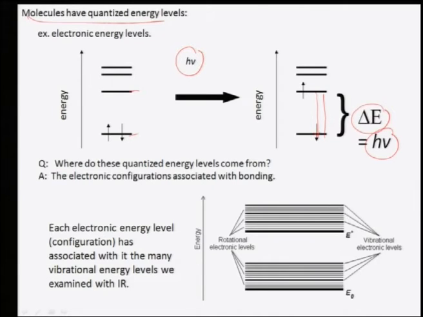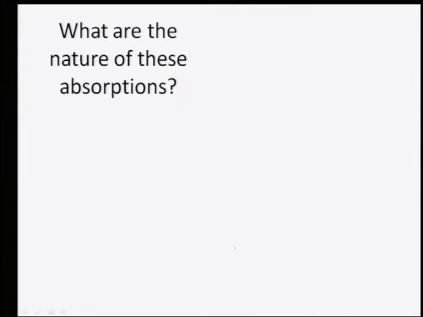Sometimes each electronic level can be thought of as associated with many vibrational energy levels like this. These are vibrational energy levels, and within each you can see there are different vibrational energy bands, okay. They are studied in IR, infrared spectroscopy, which we will discuss after some time. You can have rotational energy levels also, and the electronic state can get rotated also. So, one can determine these transitions.